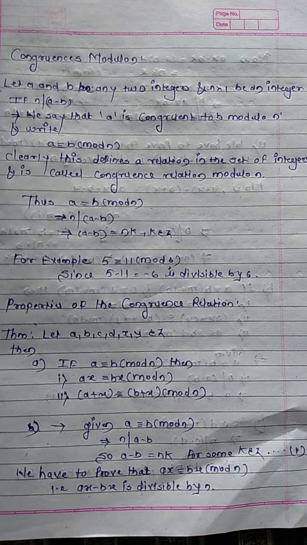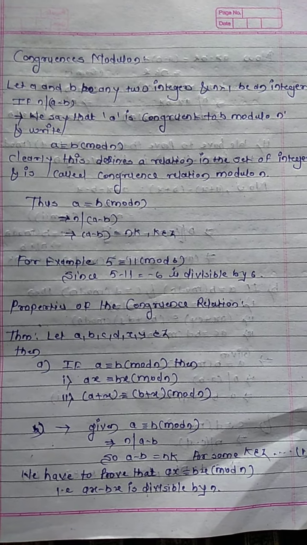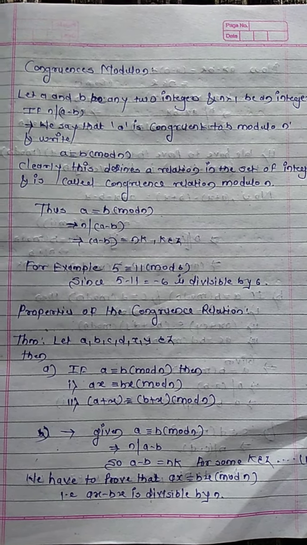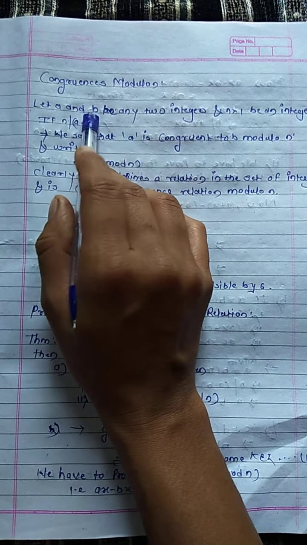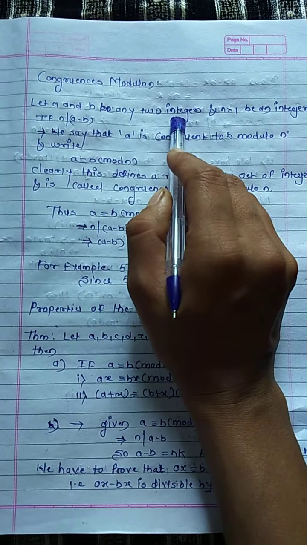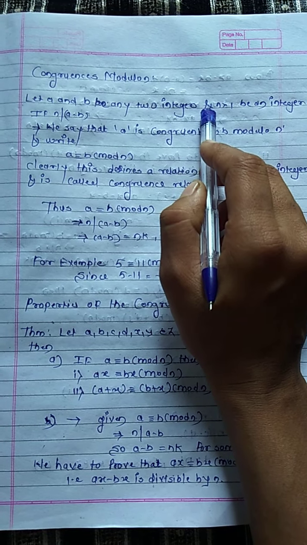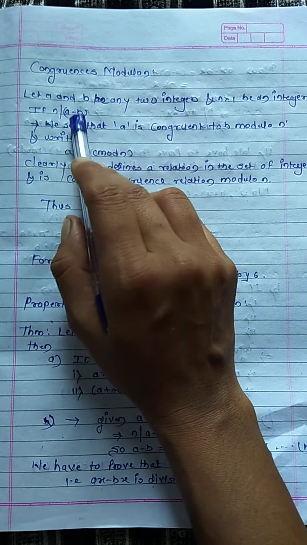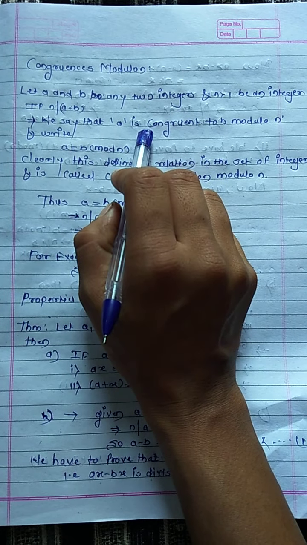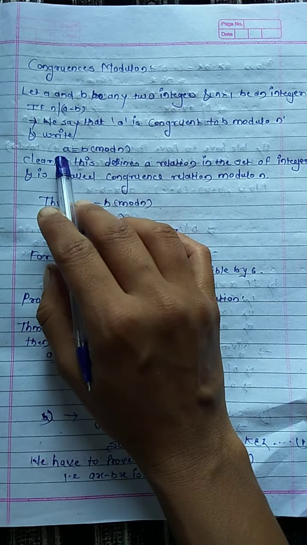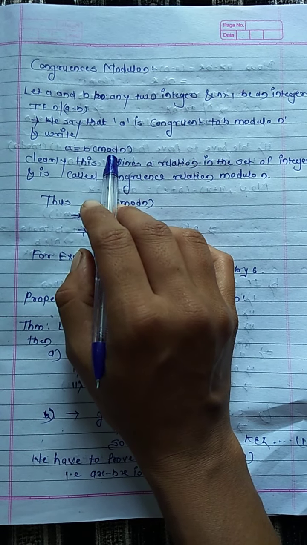Myself Gadak Dhanashri. Today we will discuss congruence modulo n. Let us see the definition of congruence modulo n. Let a and b be any two integers, and n greater than 1 be an integer. If n divides a minus b, we say that a is congruent to b modulo n.